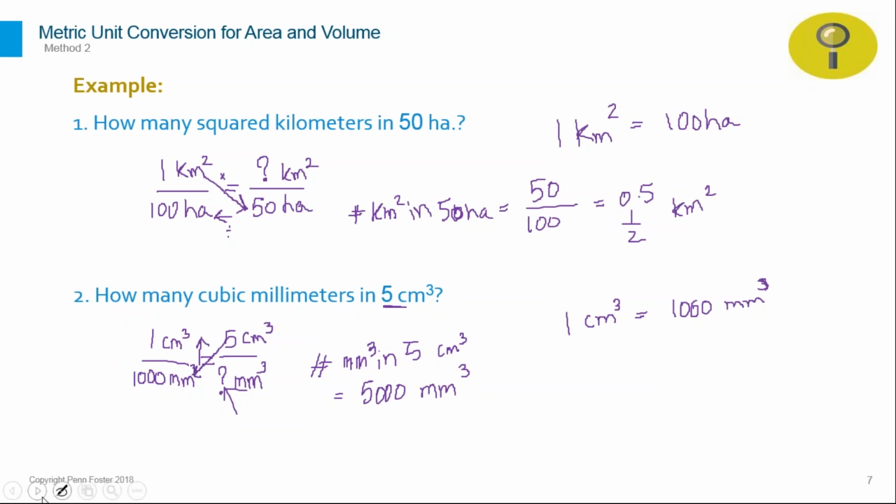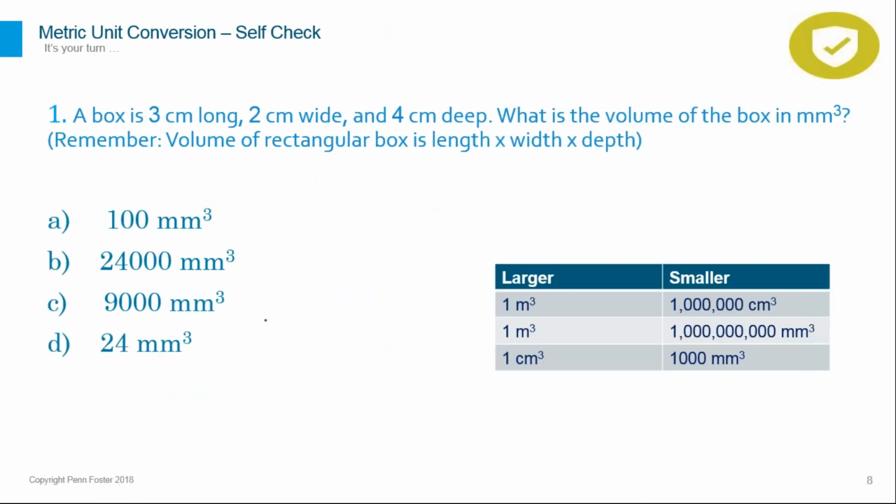Okay, let's move on to a self-check question. So again, those questions are not graded. These are just provided for you to test yourself, assess yourself, see if you are able to convert units correctly or not when it comes to volume or area. Let's read the question together. And I just brought the conversion table here, so we have the information on the screen as well.